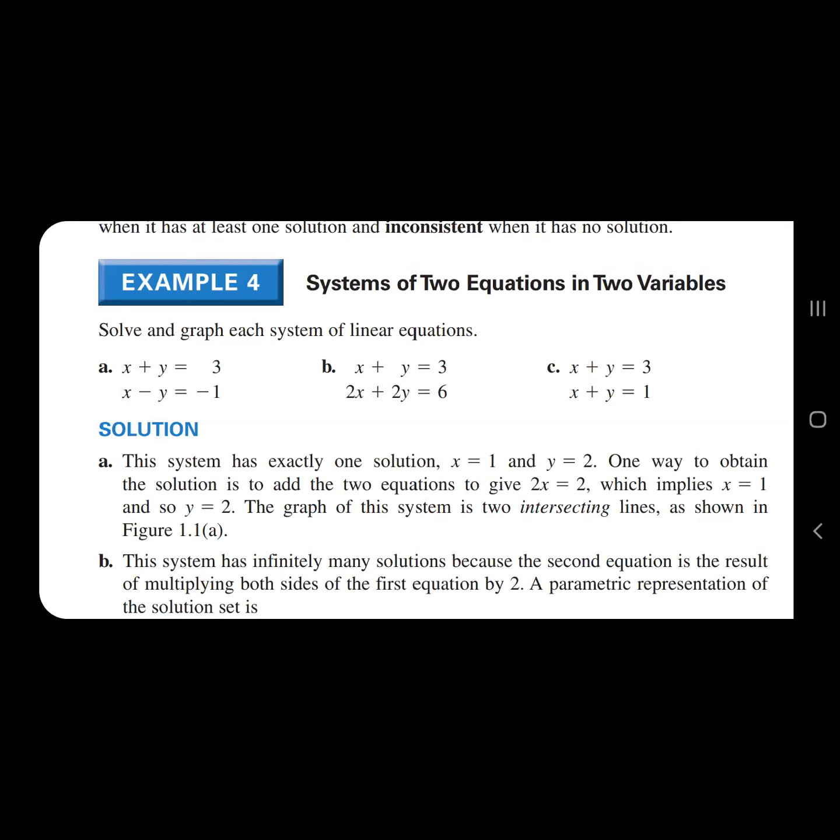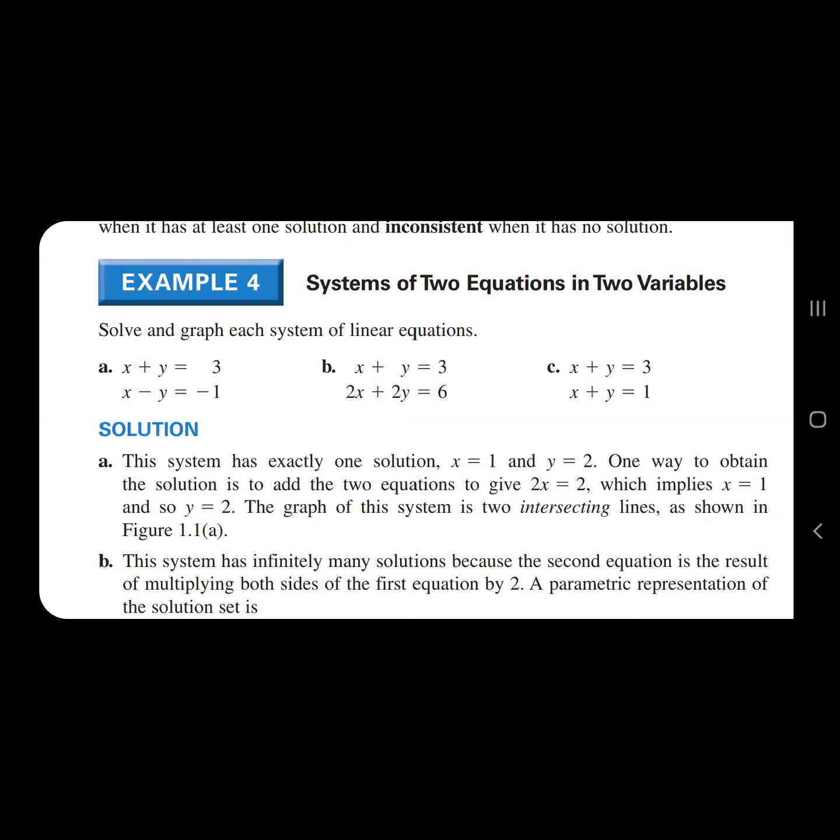Now for B, there's actually infinite solutions. If I would graph this, basically any solution for the top equation in B is going to also work for the bottom equation in B. In fact, if I just take the top equation and multiply it all by 2, I get the same thing as the bottom equation. So this would be like two lines on top of each other. And finally, problem C is going to have no solutions because if you graph that, you get two parallel lines. x plus y equals 3, x plus y equals 1.